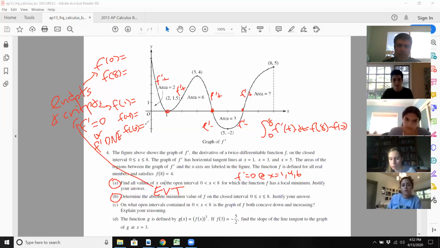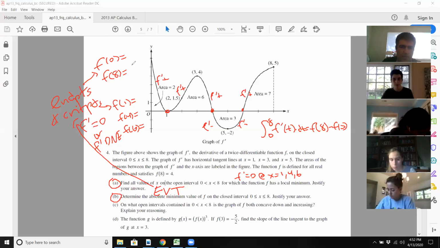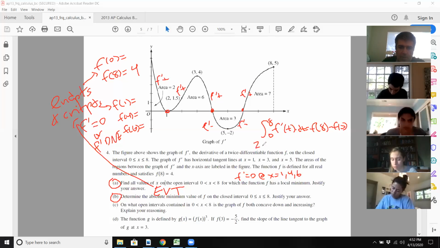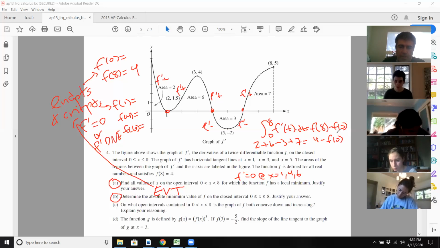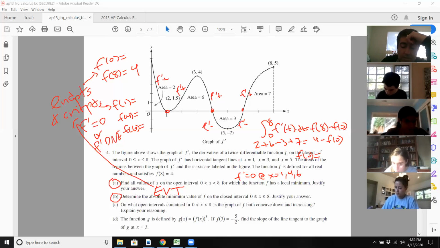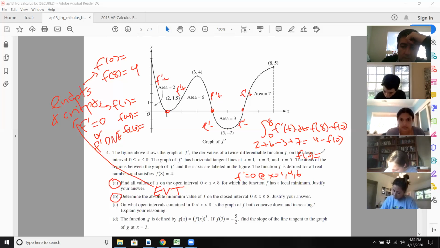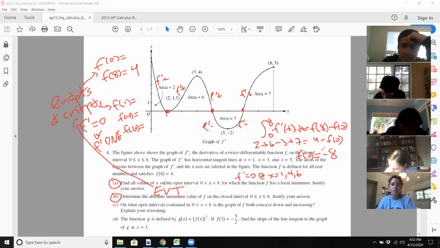But if I do something like this right here, I already know f of 8 is 4. So I already know that. But if I take the whole area, that's going to be 2 plus 6 minus 3 plus 7 equals 4 minus f of 0. So if I solve for f of 0, if I maneuver things, I think I should get negative 8. Yeah, if I do it correctly, I should get negative 8.